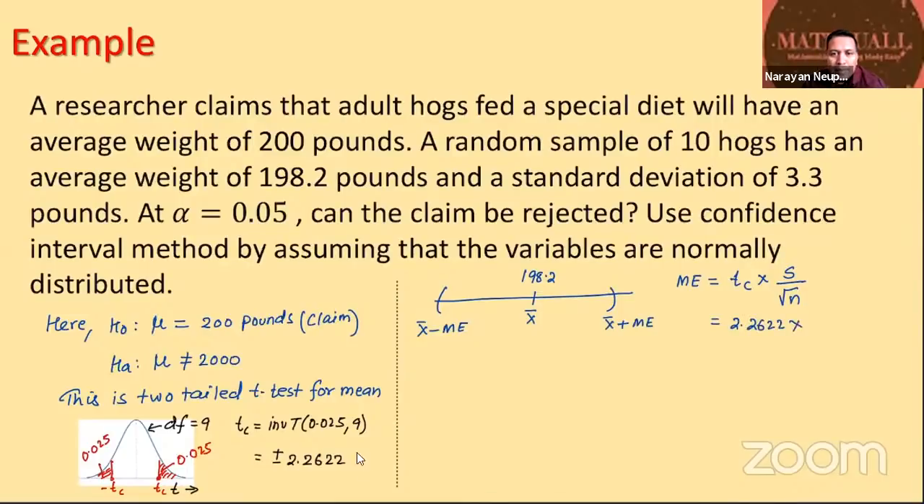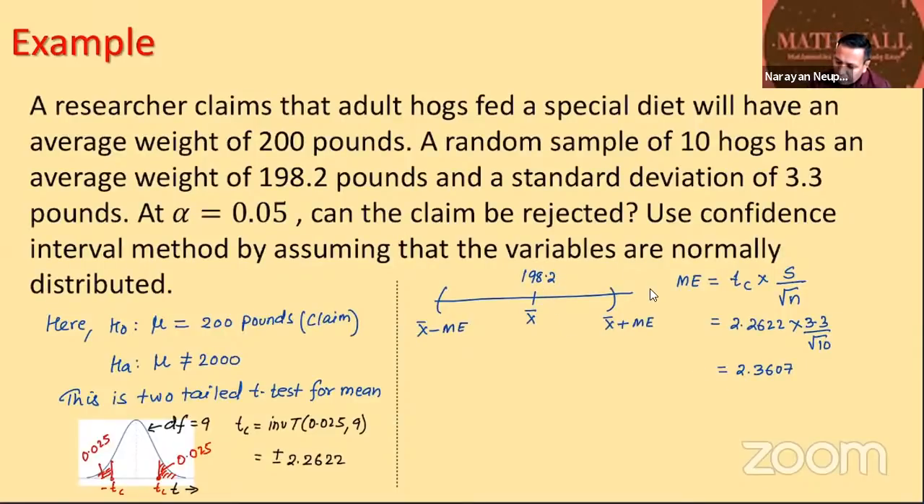multiplied by S. The sample standard deviation is 3.3, divided by the square root of 10. If we simplify this using the calculator, it is equal to 2.3607. Then we can subtract this value to get the lower boundary, and we can add this value to the mean to get the upper boundary.